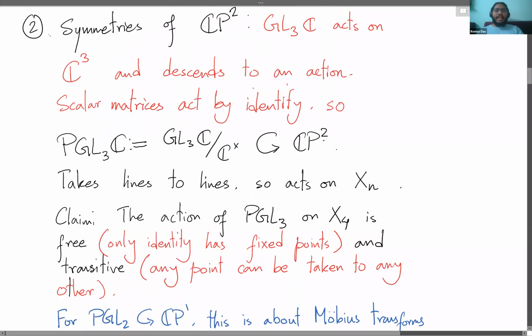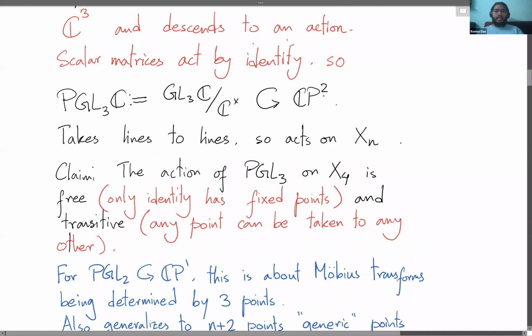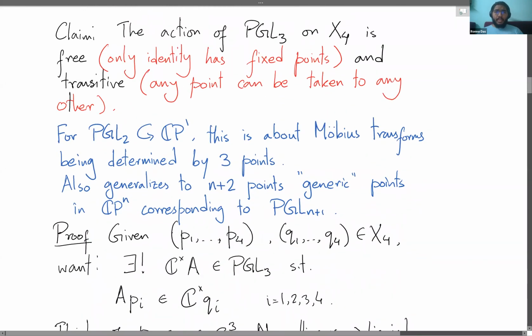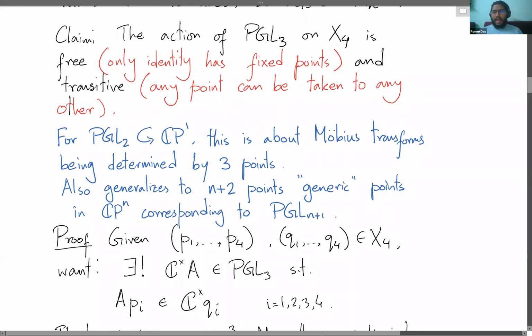So this action, the action by the symmetries of the plane, turns out to be fairly easy to understand. The fact is that on X4 in particular, this action is simply transitive. Only the identity element of the group will fix a point, and any point can be taken to any other point. What that's going to mean is that my X sub 4, which is a set of 4 points on the plane so that no 3 are collinear, is going to be isomorphic to PGL3C.